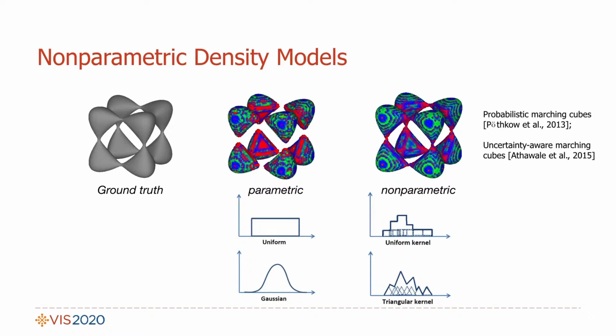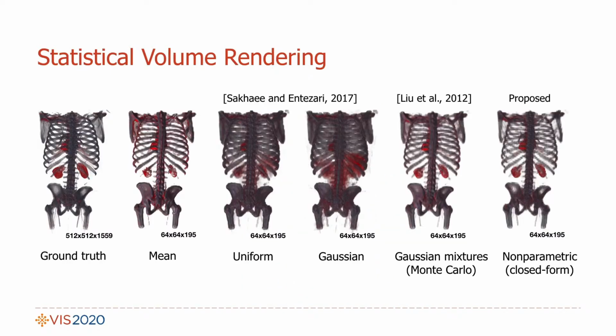Several recent studies advocated the use of non-parametric density models for the improved characterization of data uncertainty. The non-parametric models, however, present challenges such as increased memory and computational requirements. In this work, we propose an efficient non-parametric framework for volume rendering in the context of uncertain data and show their effectiveness in classifications via comparisons with other statistical models.